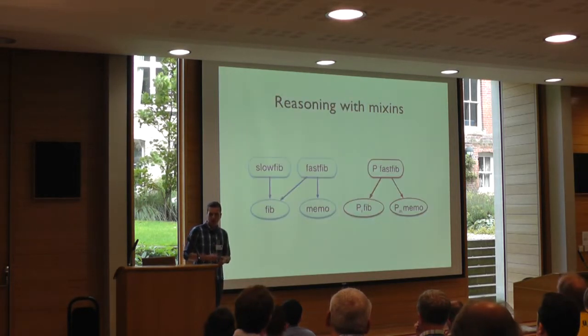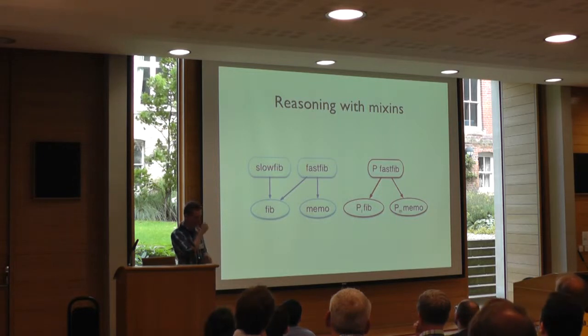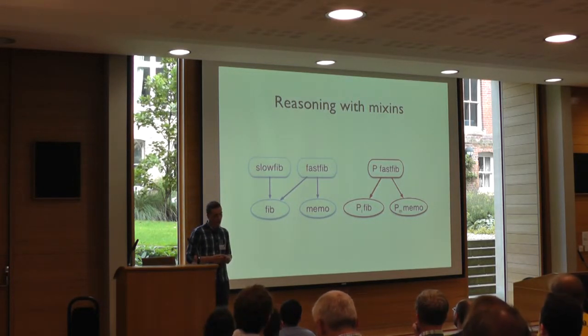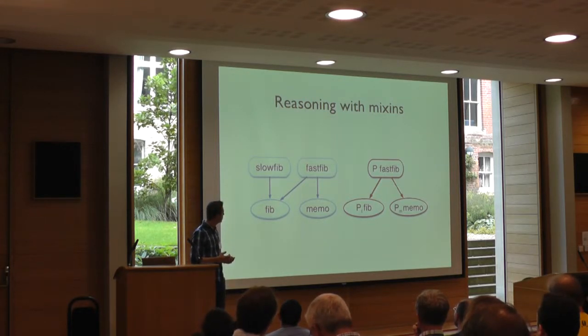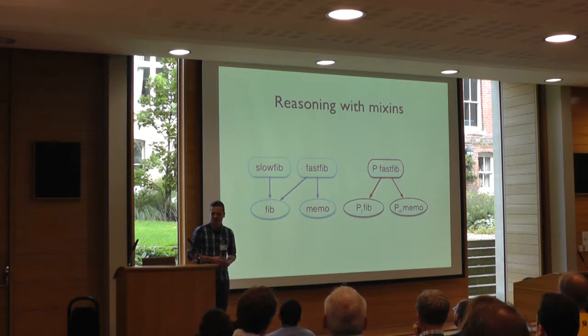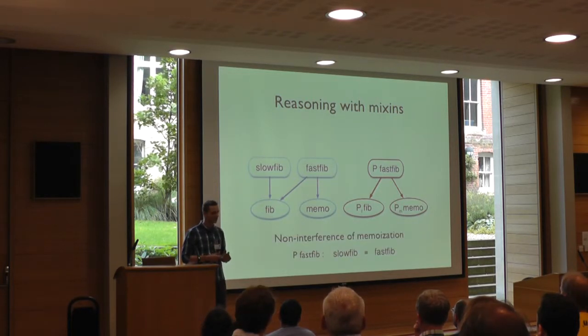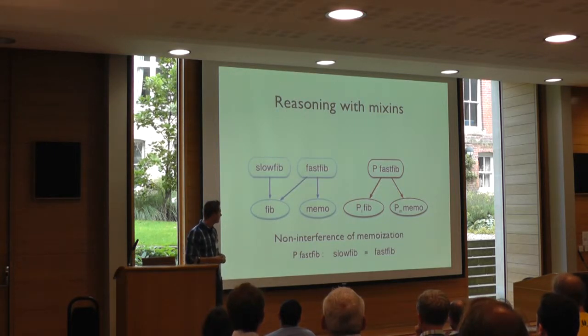So we've got the following situation. We've got two components, fib and memo, which we use to define two functions, slow fib and fast fib. What would be an interesting property to prove about those? Well, that they're actually the same. What we want to prove is that adding memoization to fib doesn't change the behavior. It's non-interfering.